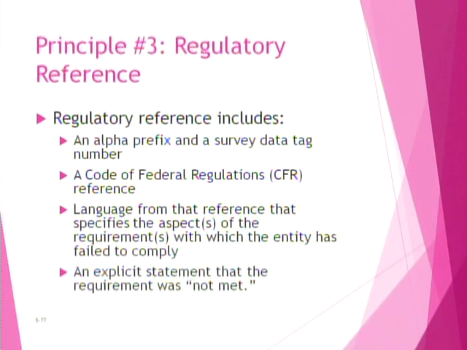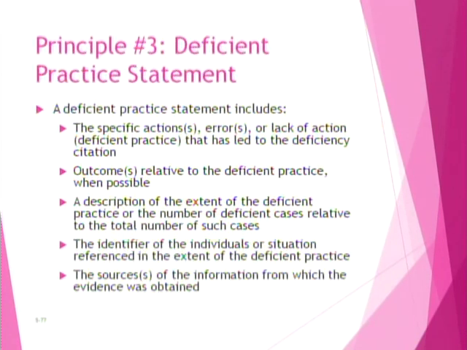A deficient practice statement is very important. It's going to tell the provider and anyone who is interested in this 2567 the specific actions, errors, lack of action, the deficient practice that led to the deficiency. If we have an outcome that we can say relative to the deficient practice when possible. So what happened because of that deficient practice?